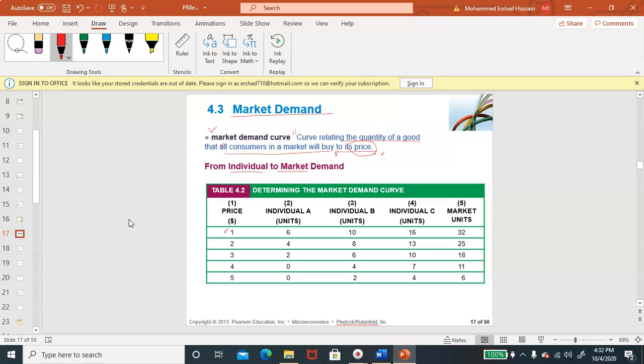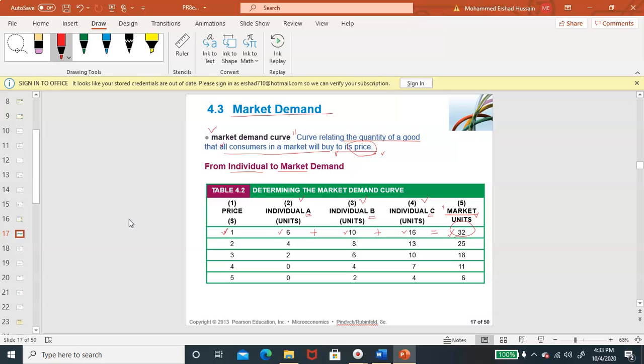When the price is $1, individual A will want to buy 6 units. Individual B will want to buy what? 10 units. Individual C will want to buy 16 units. Now if we add all of them together, this will be the aggregate demand, the market demand. Let us simplify and say that we have only A, B, and C in the market, no other individuals. So when the price is $1, the combined aggregate demand is 32.